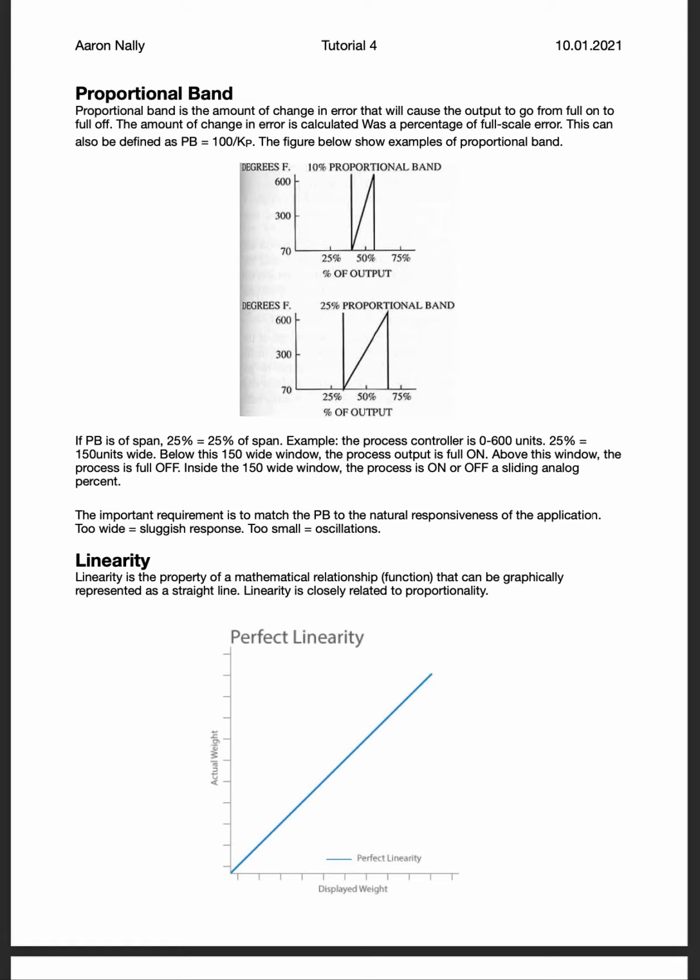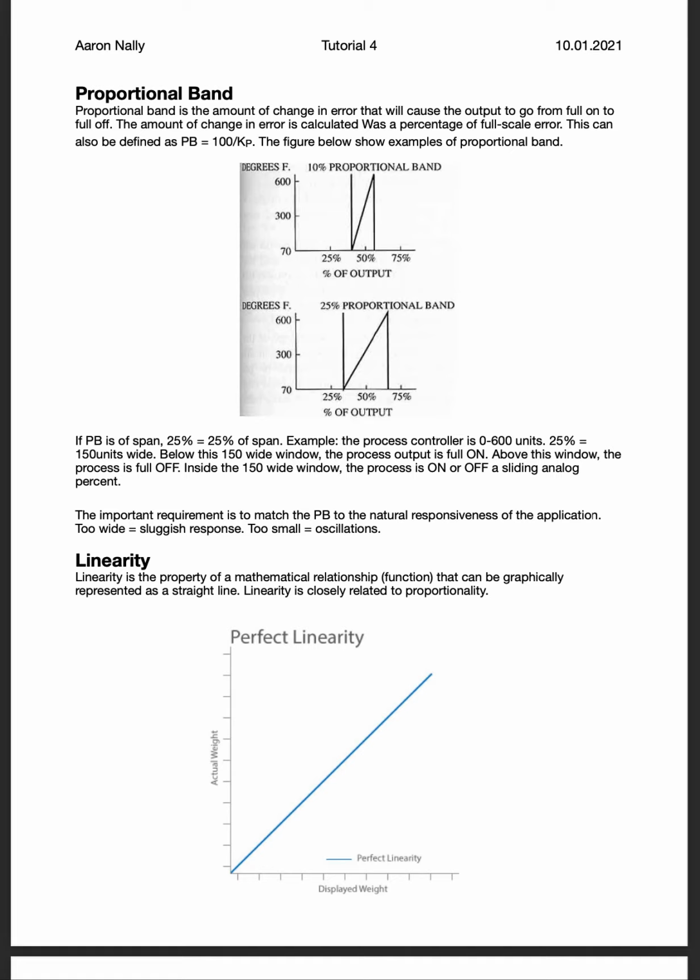So, proportional band. Proportional band is the amount of change in error that will cause an output to go from full on to full off. The amount of change in error is calculated as a percentage of the full scale error. This can also be defined as PB equals 100 over KP, which is the gain. The figure below shows examples of the proportional band.